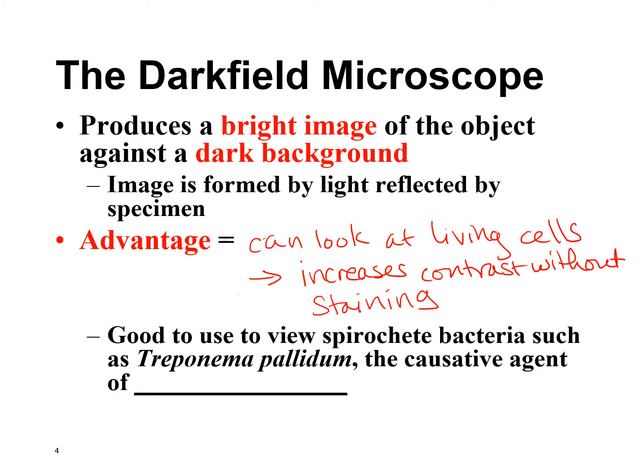And one of the uses of the dark field microscope is that it's really good to view a type of bacteria. They're called spirochetes, which we'll learn about later. And one of the spirochete bacteria, these are called Treponema pallidum. And this is the cause of the disease syphilis, which is one of our sexually transmitted diseases.